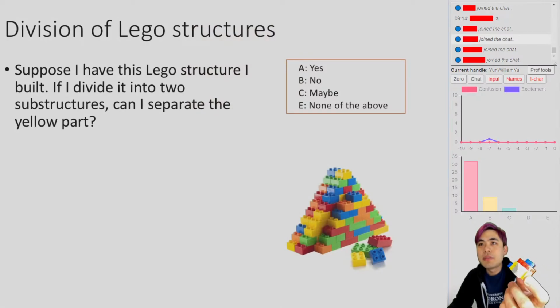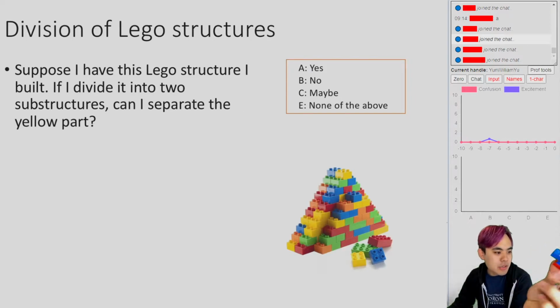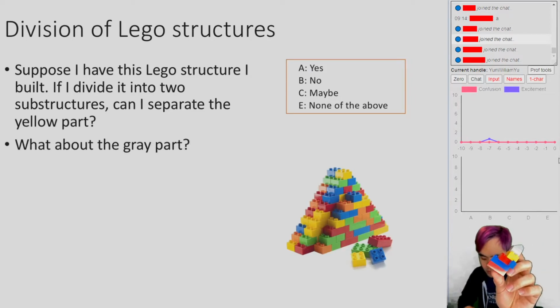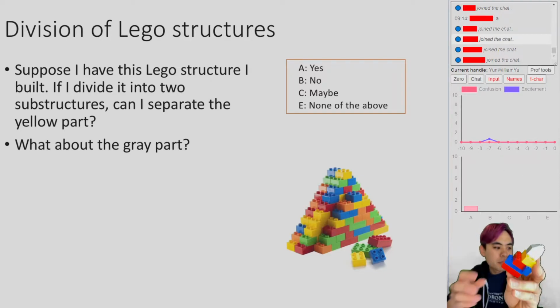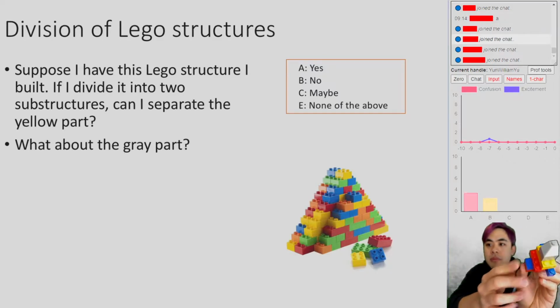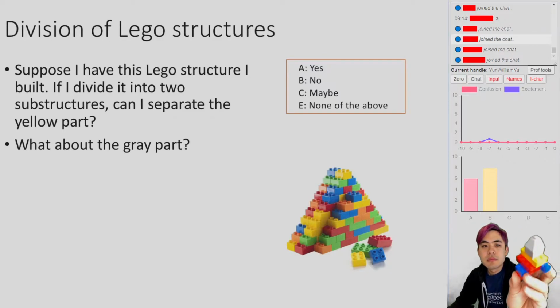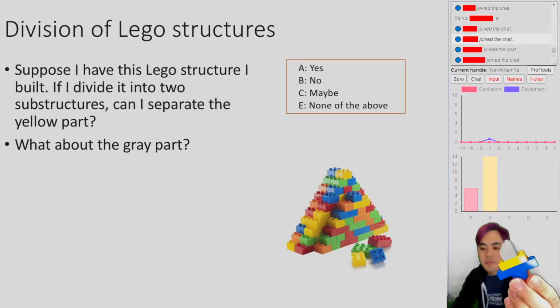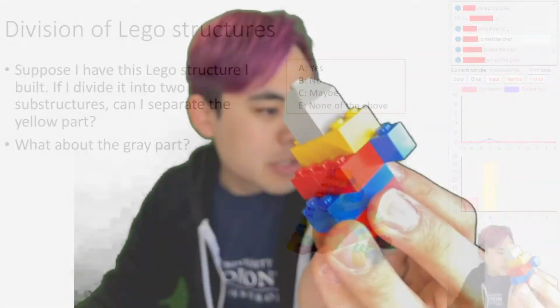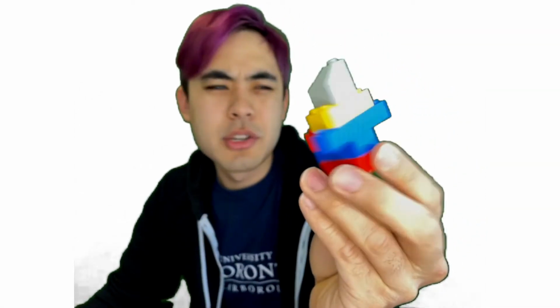Okay, but what about, let me reset again. What about looking at the same structure? I've now reconstructed it. What about the gray part? Can I separate that? So A for yes, B for no. Let's zoom in a bit just so you can see it a little bit more closely. Oh, sorry, my ring light is really reflective on the Legos.